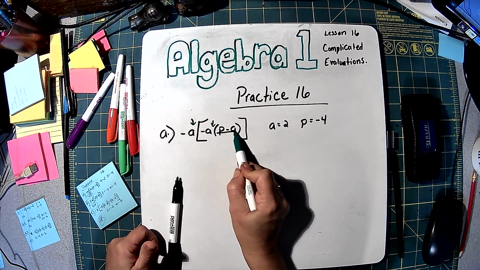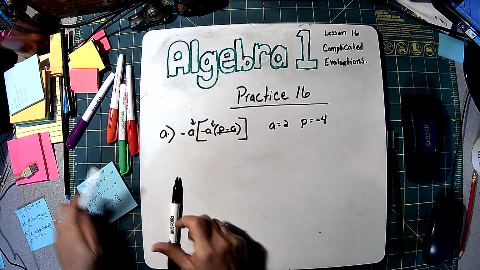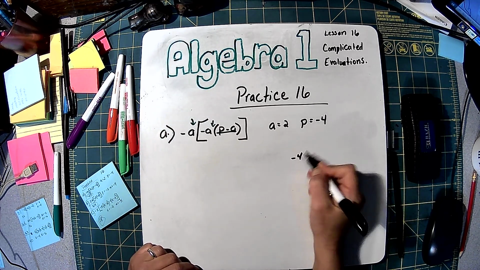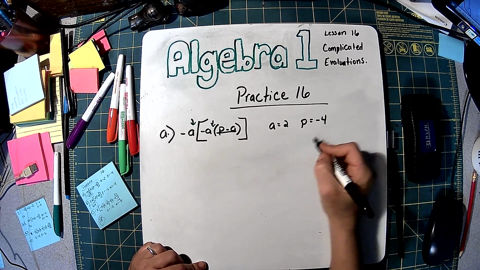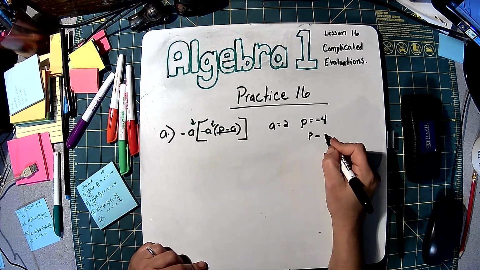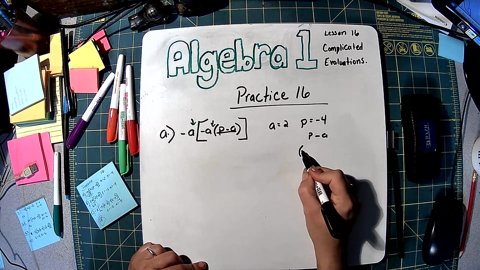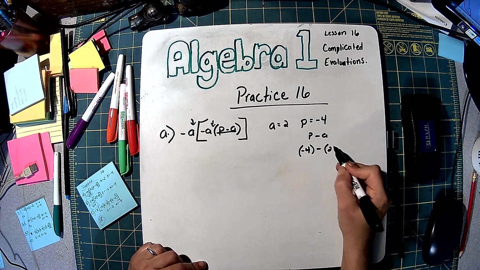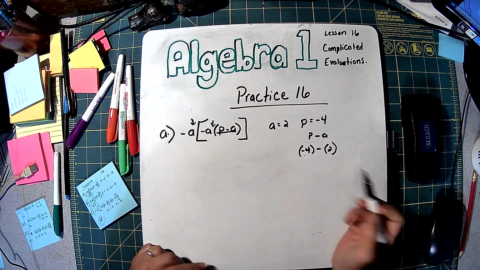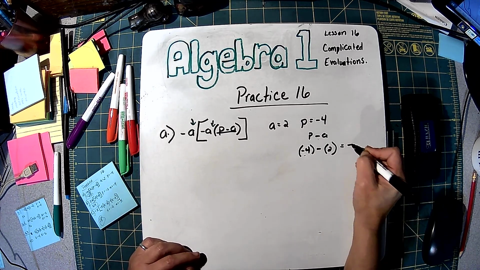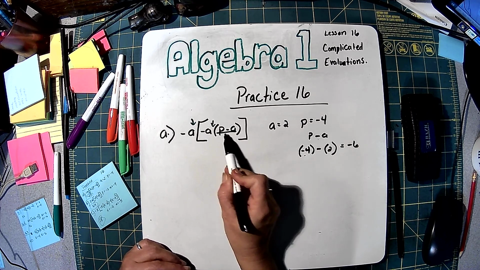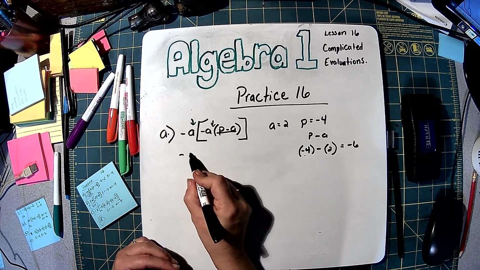The first thing I'm going to do is P minus A. Okay, so P is negative 4. Let me go up here. P minus A. P is negative 4 minus A, which is 2. Negative 4 minus 2 would be negative 6. Alright, so everything inside those parentheses right there, the innermost parentheses, are going to be negative 6. I'm going to copy all this down.